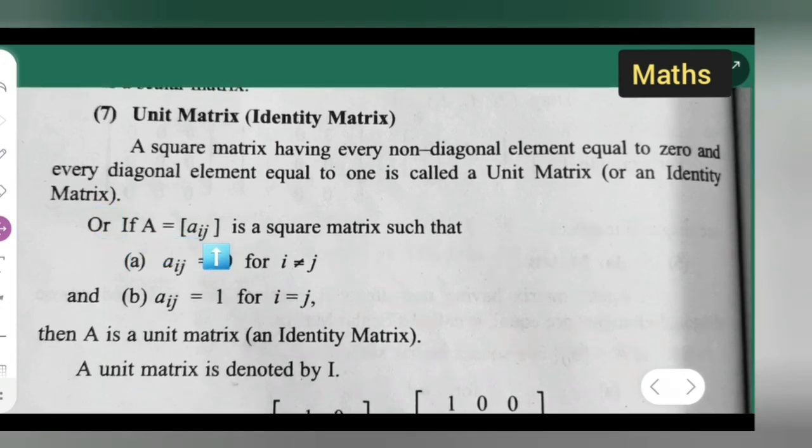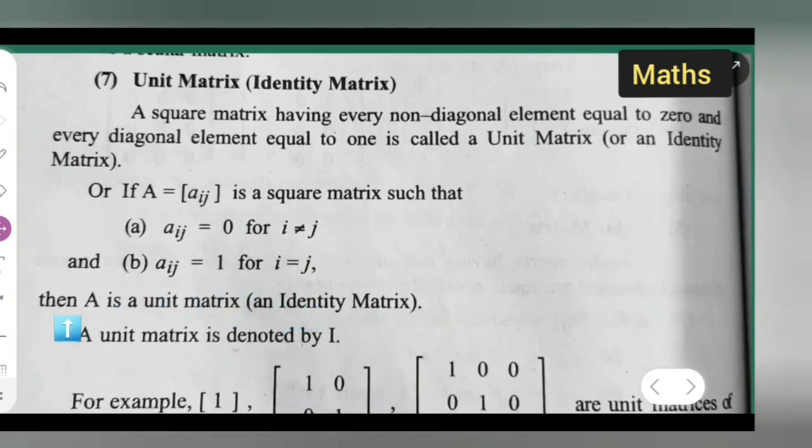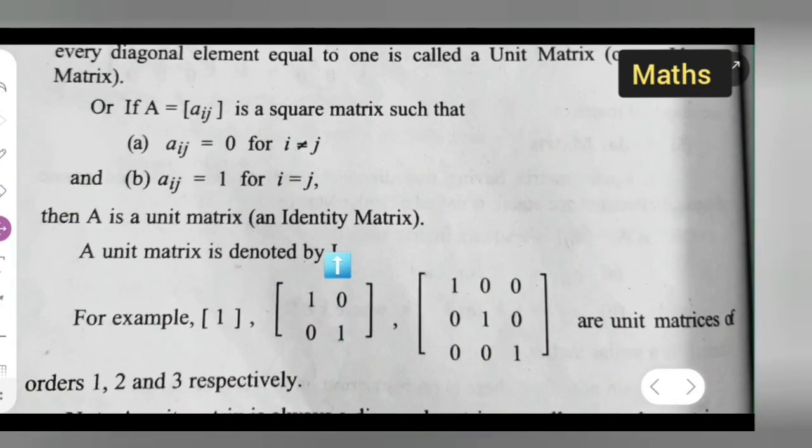Or if A is equal to aij is a square matrix such that, now there are two conditions which are given. One is aij is equal to 0 for i is not equal to j. Second condition is aij is equal to 1 for i is equal to j. If i is equal to j, it means aij is equal to 1. This is only for this condition. You can take down: then A is a unit matrix or identity matrix. In the bracket you can write down: a unit matrix is denoted by I. Or you can even call it an identity matrix.